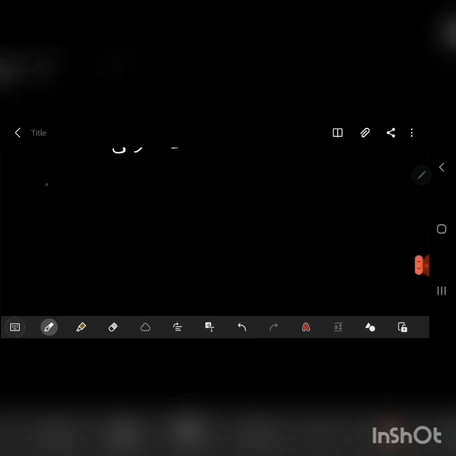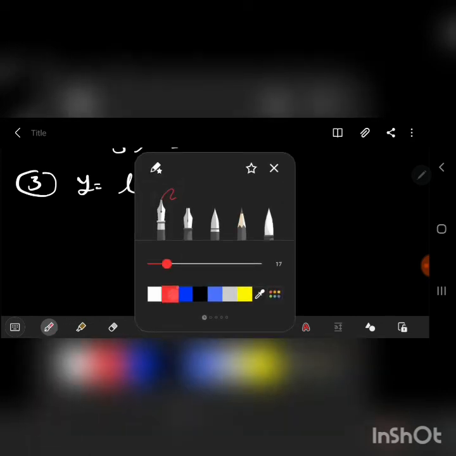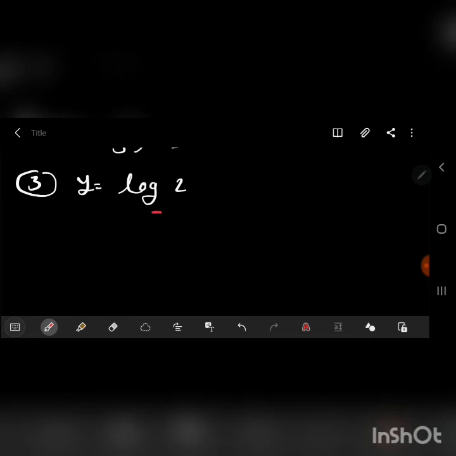Now, the third one will be y equal to log 2. Here, I don't have a base. He didn't write any base. So if he doesn't write a base in a logarithm, its base is 10 every time. Always. If he doesn't write the base, I write it as 10 every time, always.